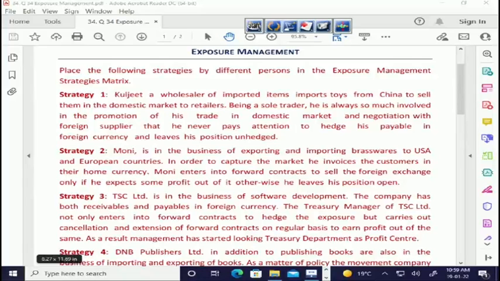Strategy 2. Moni is in the business of exporting and importing brassware to US and Europe. In order to capture the market, he invoices the customer in their home currency. Moni enters into forward contract to sell the foreign exchange only if he expects some profit out of it. Otherwise, he leaves his position unhedged. So, opportunistic. That's the brainiest, the best one. So, it will be high reward, low risk. Okay, high reward, low risk.